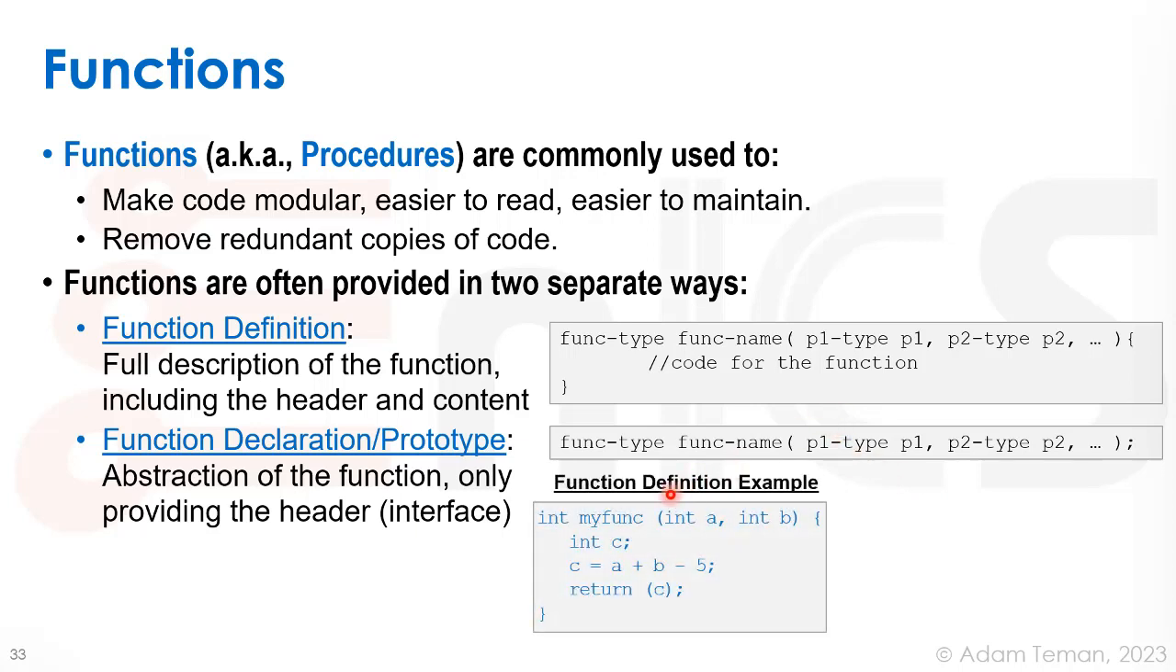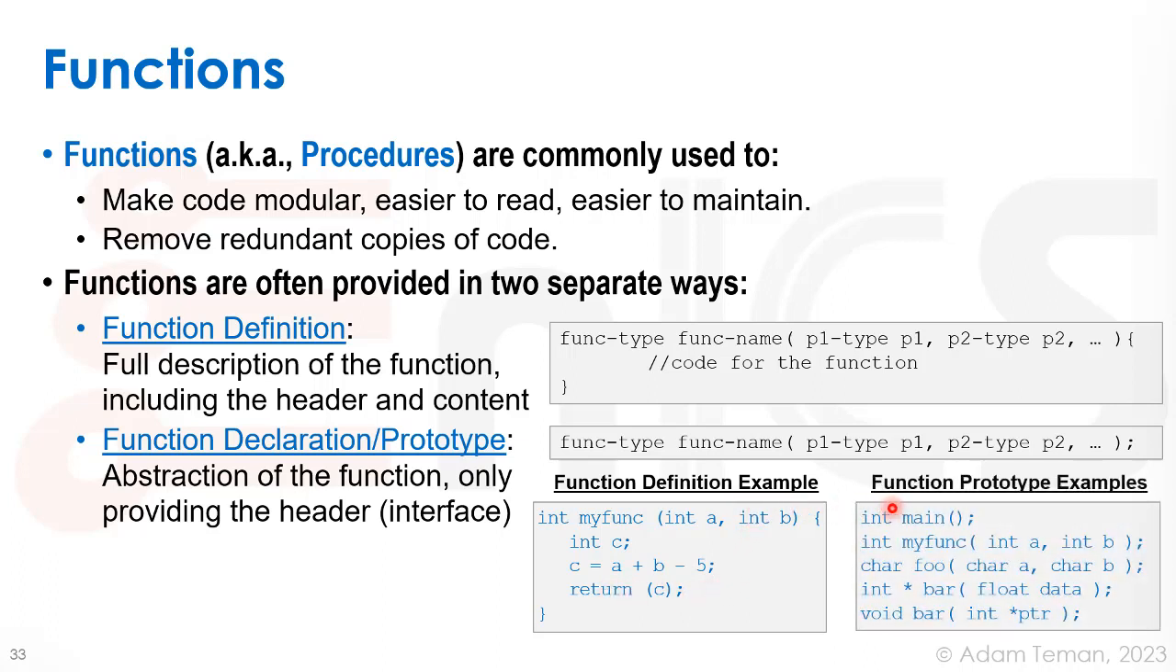An example of that is, here's a function definition. We have int myfunc. That means we're going to return an int from myfunc. We get two variables, int a and int b. We have an internal variable called c, and we do some sort of operation and return something. But then we could have prototypes. So myfunc would be just prototyped like this: int myfunc, int a, int b, with a semicolon at the end, without providing the internals of the code. But it could be like int main, char foo, int star bar, so that's going to return a pointer, or void bar, which is not going to return anything.